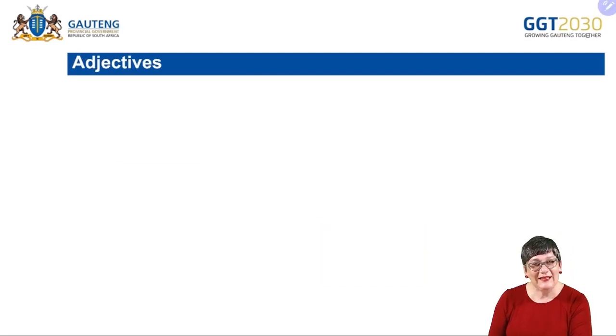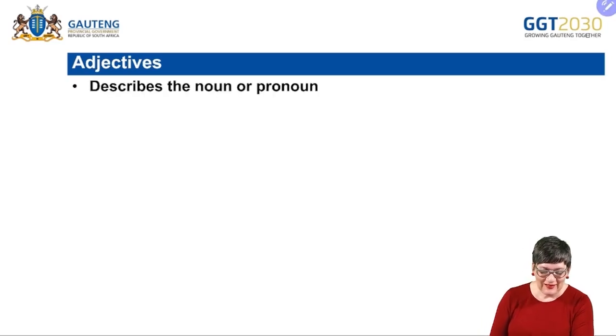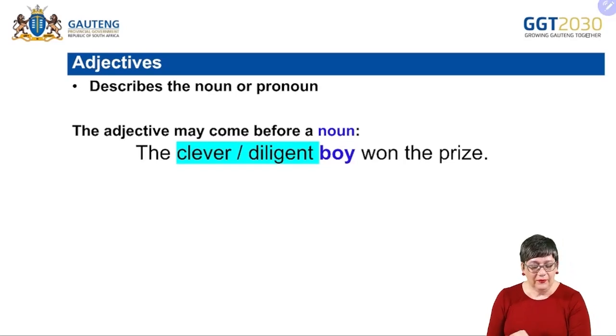So the next one we're looking at is adjectives. Now, adjectives are linked obviously to pronouns and nouns in another way, because they describe your noun or your pronoun. So those three always hang out together. Now, be careful. The adjective can stand in front of a noun. For example, in the sentence you have, "The clever or diligent boy won the prize." So boy is your noun, and the word clever or diligent is describing the boy.